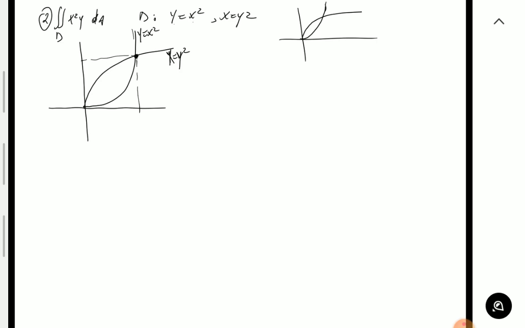Once again, we need an intersection point, but it's pretty obvious it's (1, 1). So here the intersection point is clearly (1, 1). This is symmetric, and the domain is in between these curves. So let's view it as a type 1 integral. Once again, that means we're going to start with constant bounds for x. That's the outermost integral.